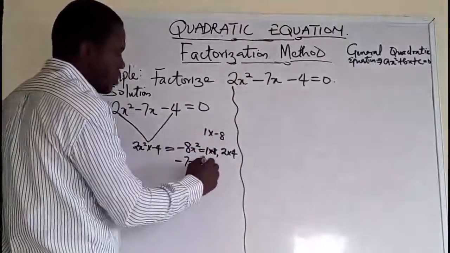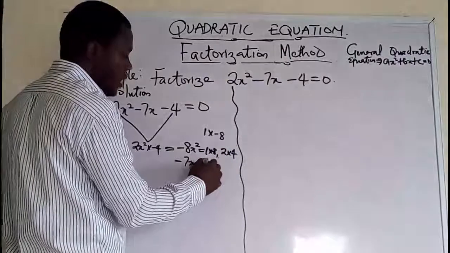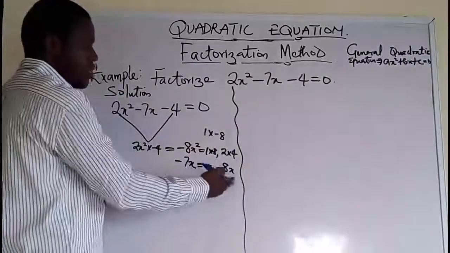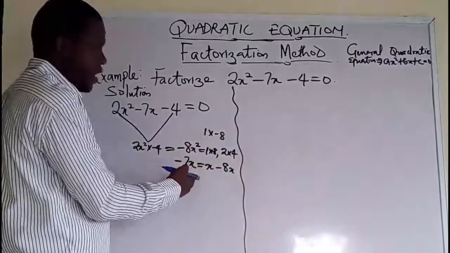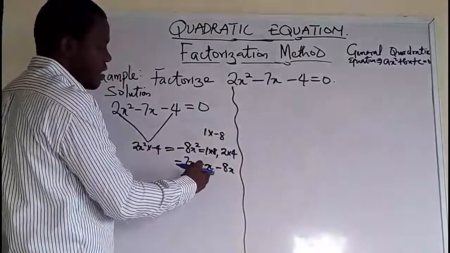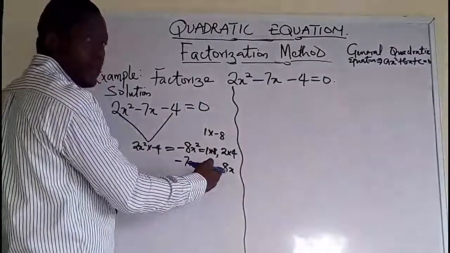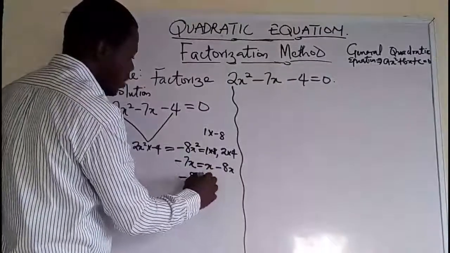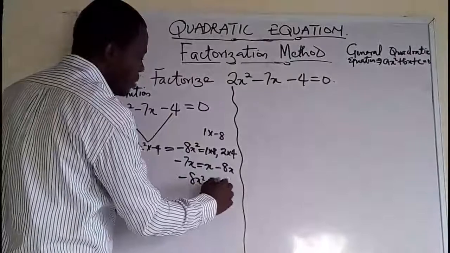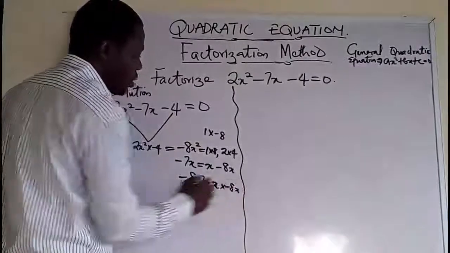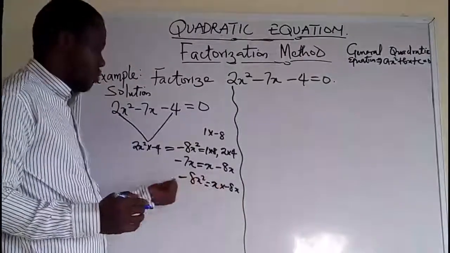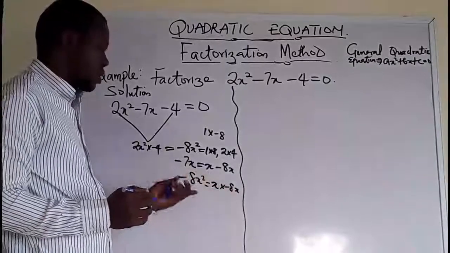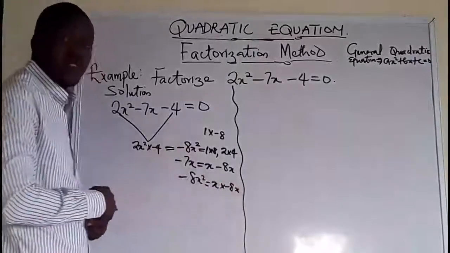So automatically, what will give us this? x minus 8x will give us minus 7x. And x multiplied by minus 8x gives minus 8x squared, because the minus will be here. x times x is x squared, 8 times 1 is 8. So this is what will give us this particular thing.